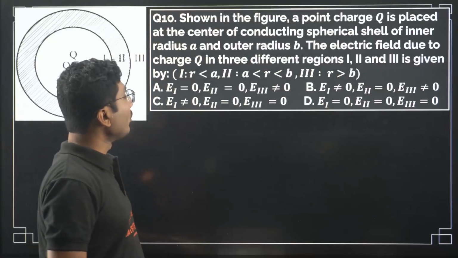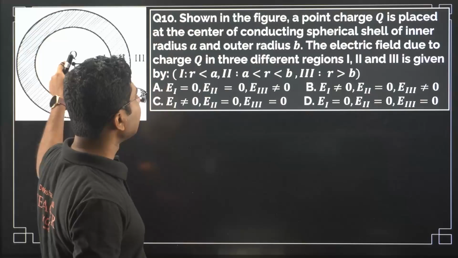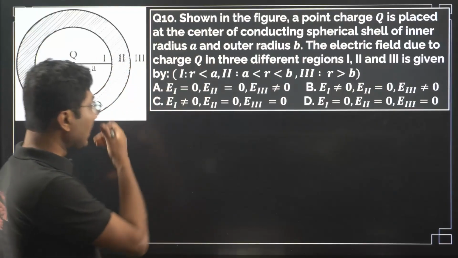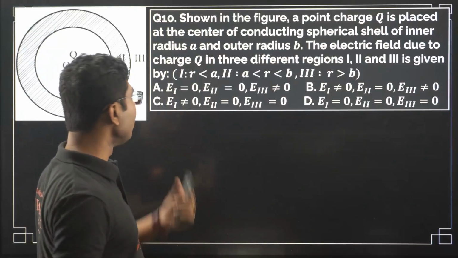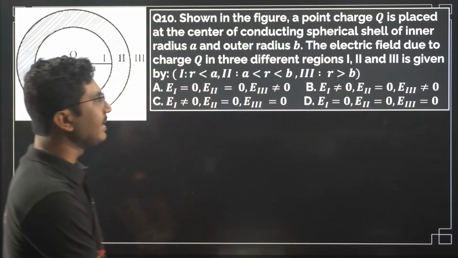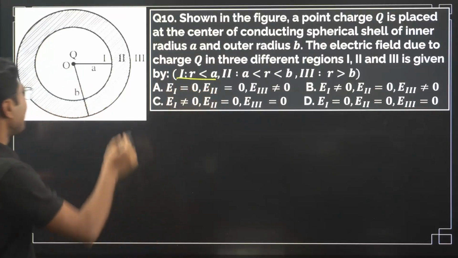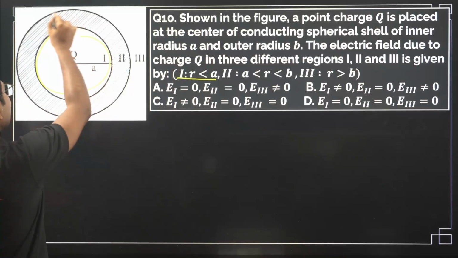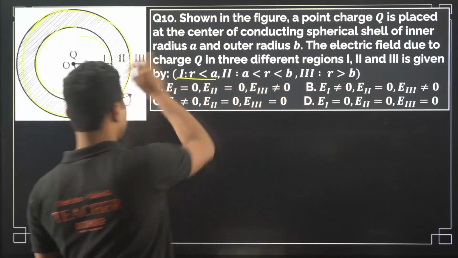Another question. As shown in the figure, a point charge capital Q is placed at the center of a conducting spherical shell of inner radius small a and outer radius small b. The electric field due to the charge Q in three different regions 1, 2 and 3 is given by: region 1 is inside this shell, the second region is in the conducting area, and the third region is outside.